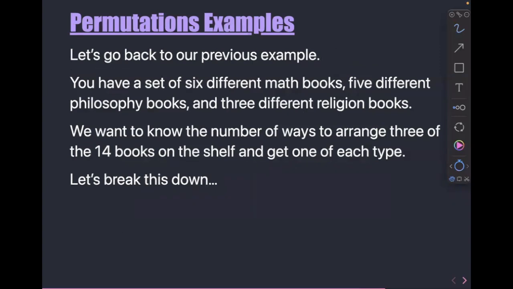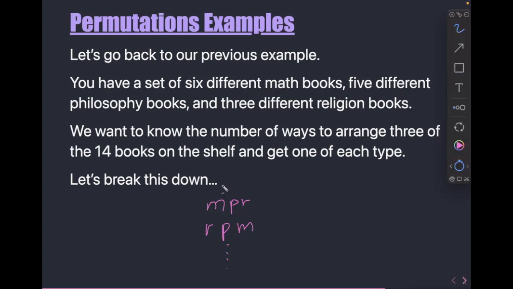So let's go back to our example with the books. We have 6 math books, 5 philosophy books, and 3 religion books. And we want to know a way to arrange 3 of the 14 books on the shelf and get one of each type. All right, so let's get a better visual of what this problem is. So we might want to do a math book, a philosophy book, and a religion book. Or we might want to do a religion book, a philosophy book, and a math book, right? And so we might want to do all different orderings of a book.